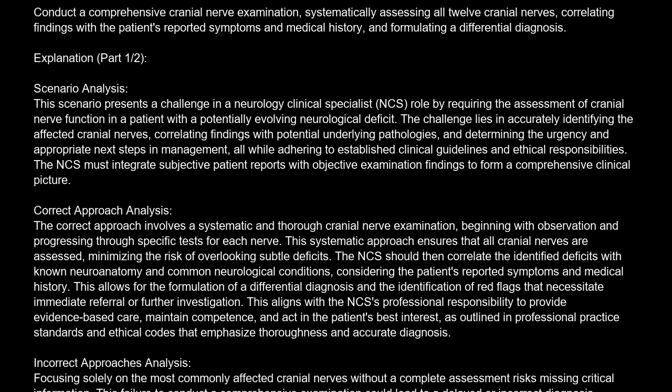This allows for the formulation of a differential diagnosis and the identification of red flags that necessitate immediate referral or further investigation. This aligns with the NCS's professional responsibility to provide evidence-based care, maintain competence, and act in the patient's best interest, as outlined in professional practice standards and ethical codes that emphasize thoroughness and accurate diagnosis.